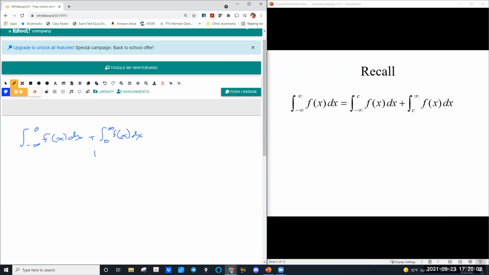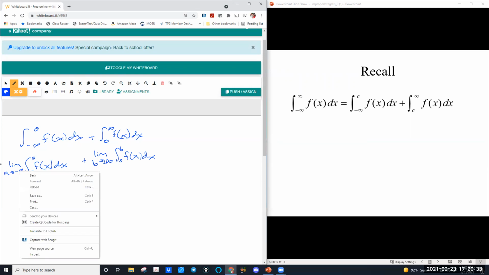And this we've already seen, right? The limit as b goes to infinity from 0 to b of f of x dx. We see if that converges or diverges. When it's the lower limit, a lot of times we use A. That's just a convention. Doesn't matter, guys. You can use any letter you want. Just don't use the variable that's in your integral. And over here, the only difference is that A is going to negative infinity.